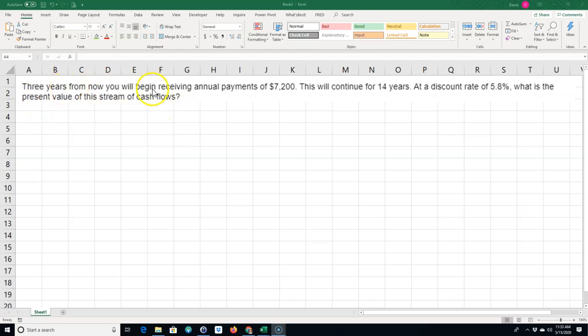3 years from now, you'll begin receiving annual payments of $7,200. So this is an annuity, but it's an annuity that doesn't start right away. It starts in 3 years. This will continue for 14 years at a discount rate of 5.8%. What is the present value?